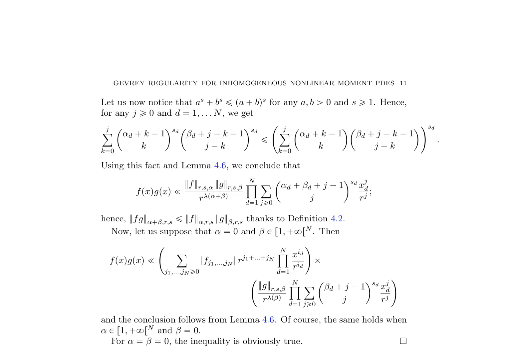Gevrey regularity for inhomogeneous nonlinear moment partial differential equations, PDEs, is examined through the lens of modified Nagumo norms and their relationship with moment derivatives. A crucial proposition is established, providing an inequality involving modified Nagumo norms, which is essential for proving Gevrey regularity. This proposition relies on the assumption that the moment function is regular and exhibits specific growth rate properties. Notably, the assumption d ≥ 1 for all d = 1, …, n is necessary to ensure the validity of the inequality, and the proposition accommodates scenarios where either alpha or beta is 0.